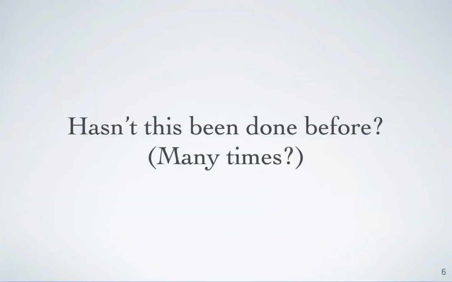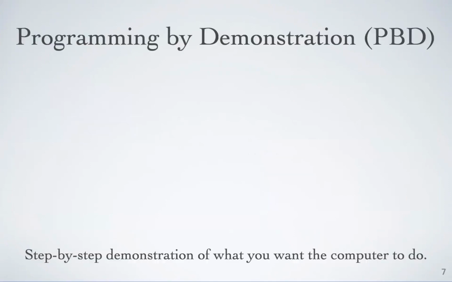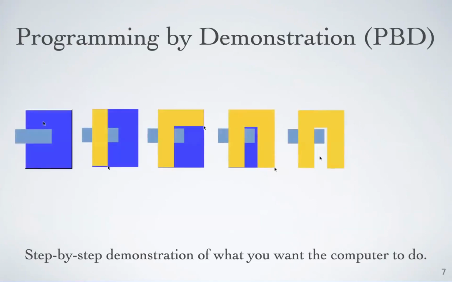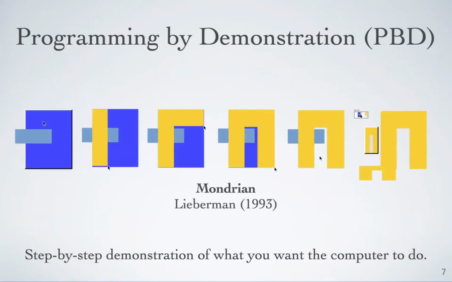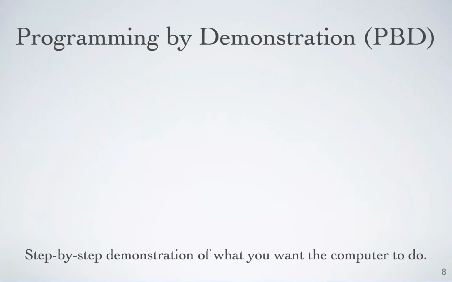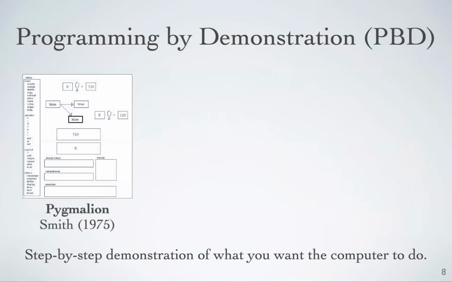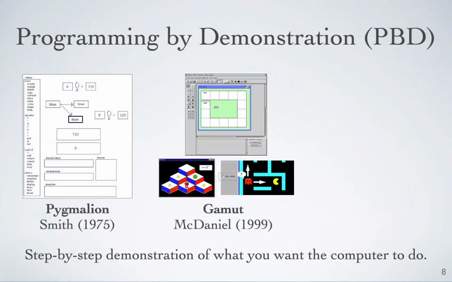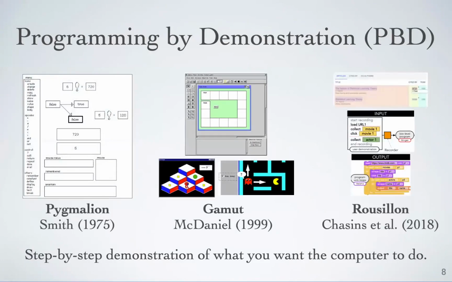And in fact, this isn't a new idea. People have been working on this for a long time. It's been tried before. So we've got to go back and think about what's going on here. This line of research is called programming by demonstration, where you give a step-by-step demonstration of what you want the computer to do. So here's an example from the Mondrian system. He is trying to demonstrate to the computer how to turn this blue rectangle into an arch. So he's given a bunch of steps to do so. And then the computer will try and infer a program from that. Right? And this research goes way back all the way to 1975, has been applied for several domains, including game design, as well as web scraping more recently.